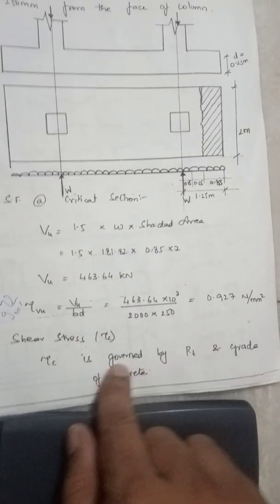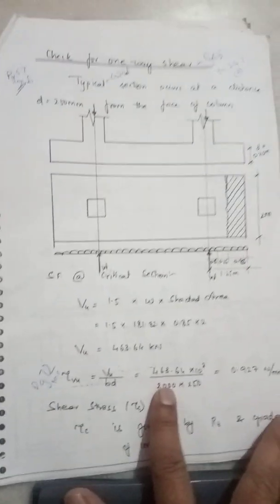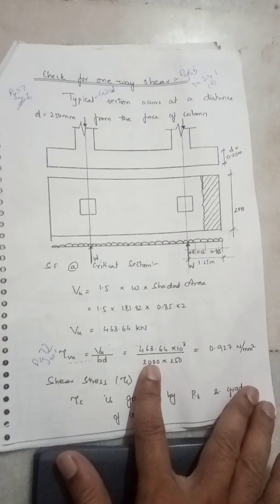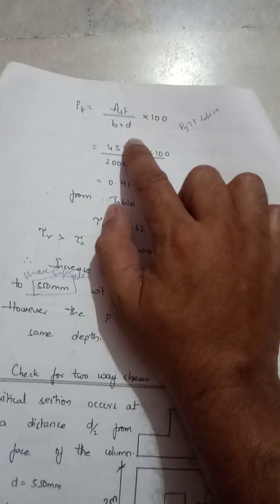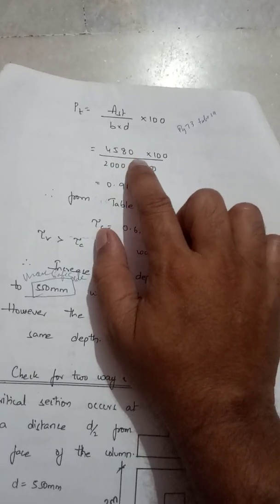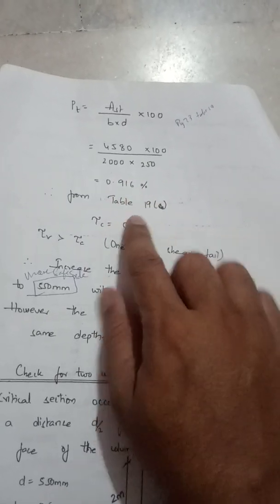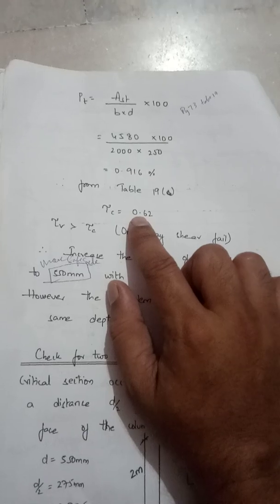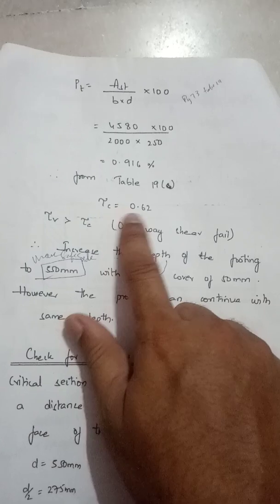Now shear stress tau C is governed by PT and grade of concrete. You can see here it is on page 72, IS 456. Hope this is also clear. Let's turn to the next page. So you can see this percentage, AST by BD into 100. AST is 4580, the highest area of steel we have got, so we take that here. So 0.916, from table 19 of IS 456, page 73. This is PT. So tau C is 0.62.